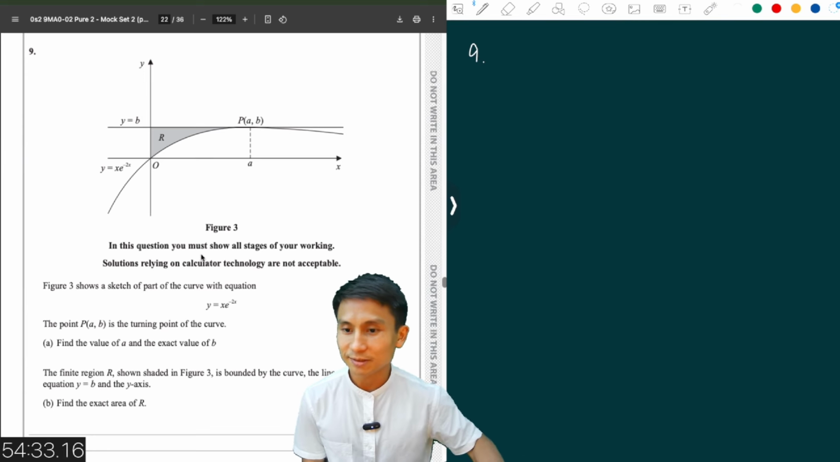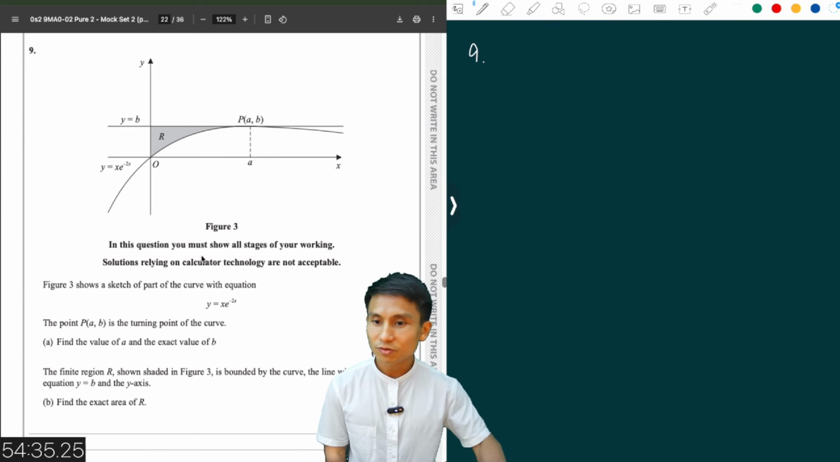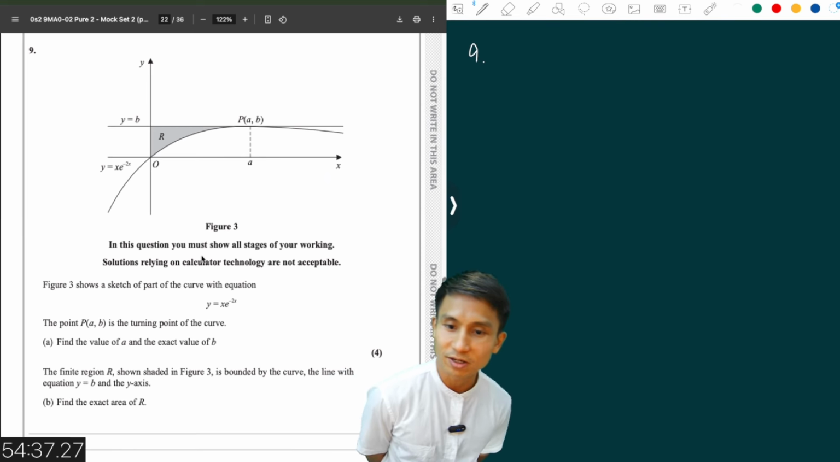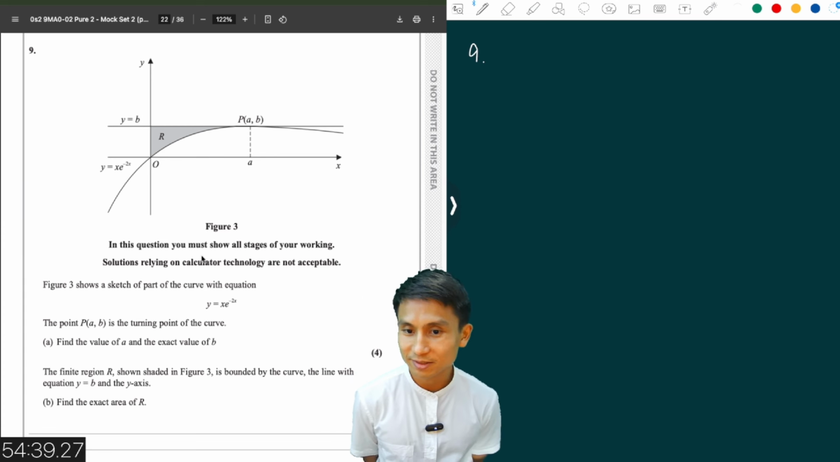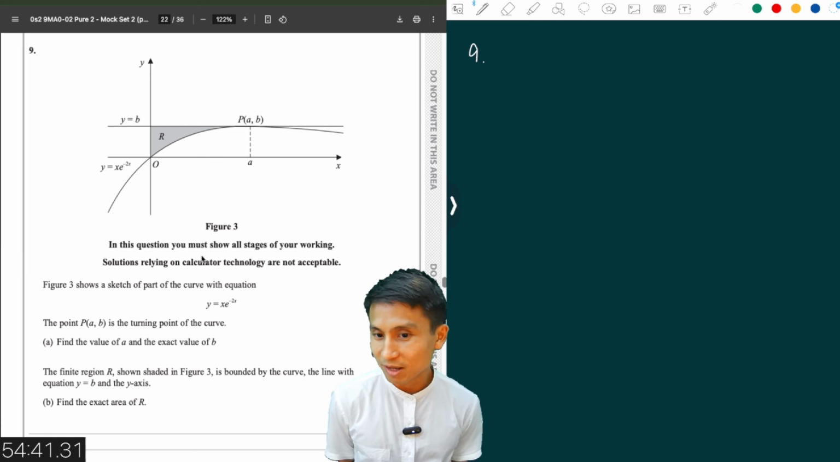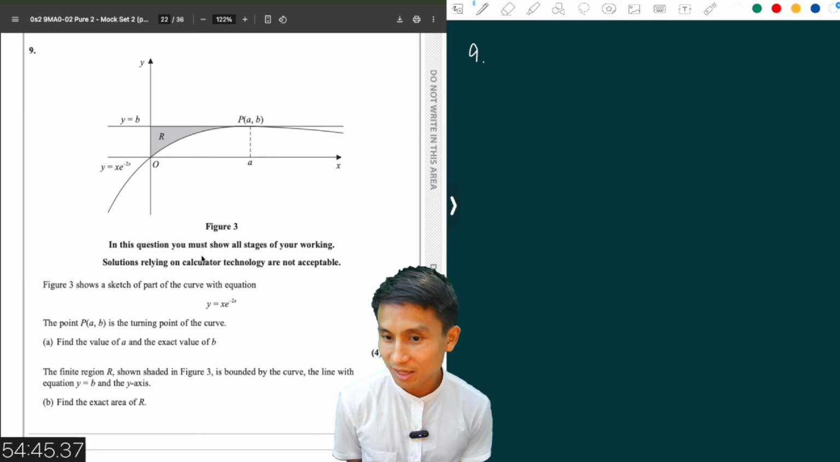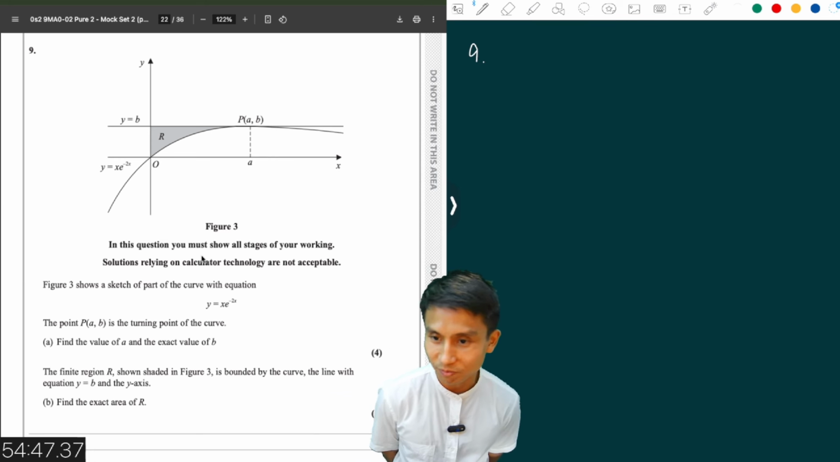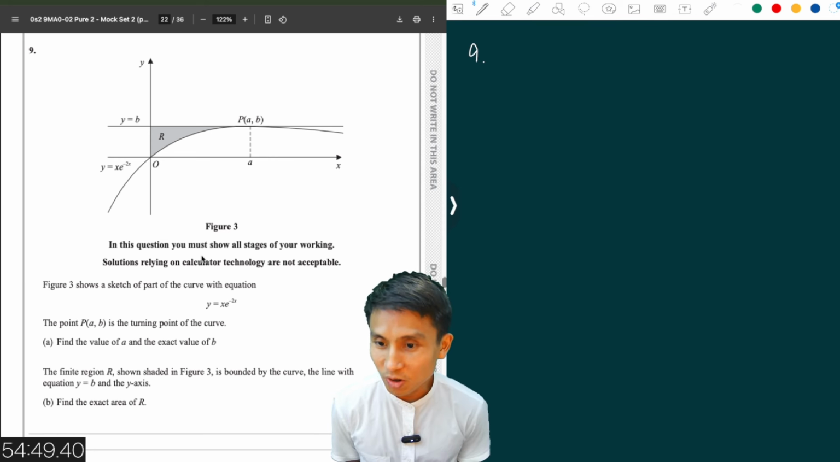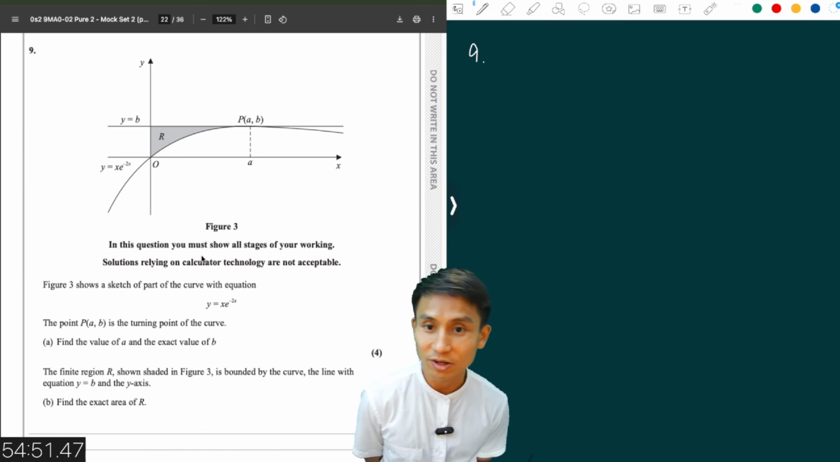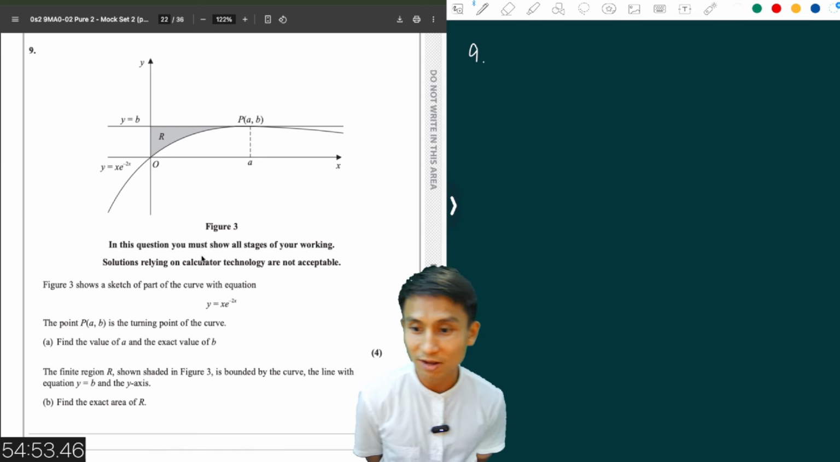Okay, question 9. Figure 3 shows a sketch of part of the curve with equation that. Okay, this is exponential. Probably have to integrate that. Okay, A, find the value of A and the exact value of B. Okay, it says point P(A, B) is the turning point of the curve. Yeah, we can see from the graph there.